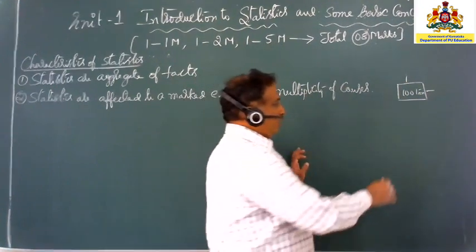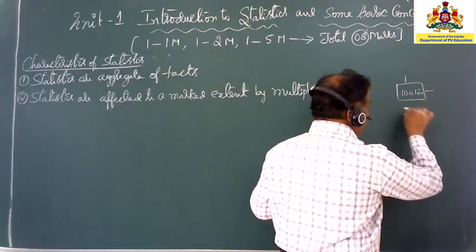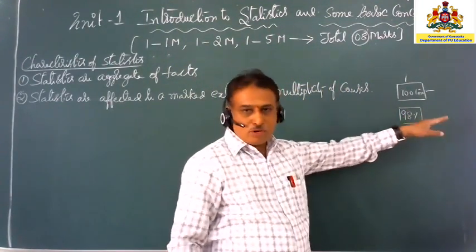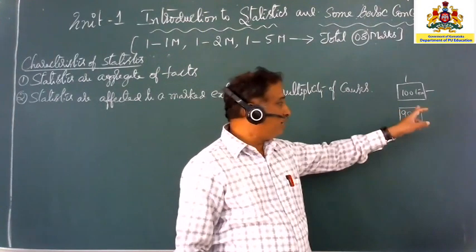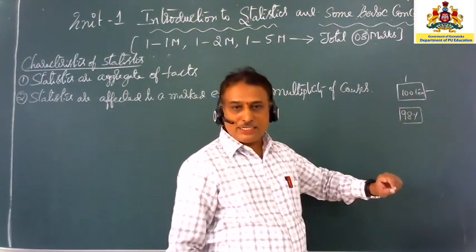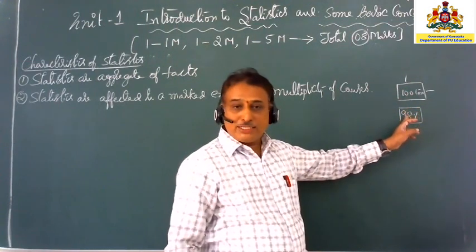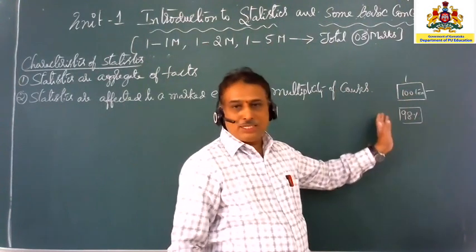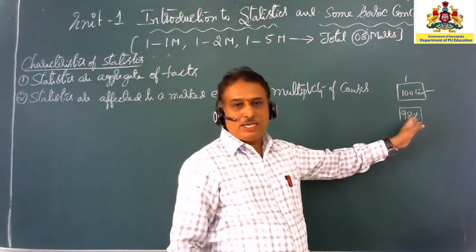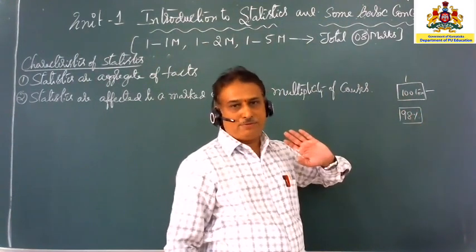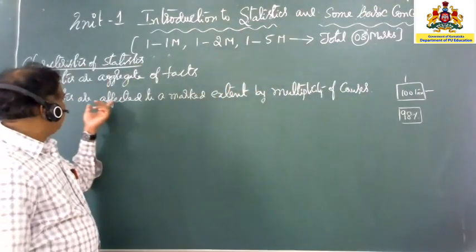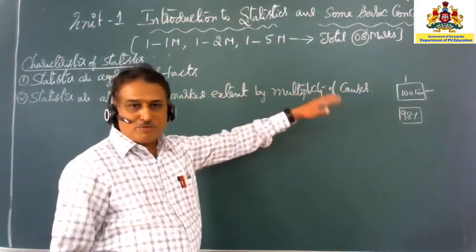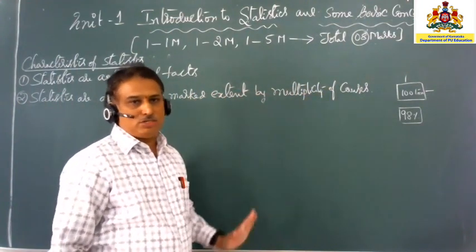One more example, a student scored 98% in the final examination. What are the causes? Maybe good memory, or good encouragement by the parents and teachers, or he may utilize good library books. Because of all these causes he got the numerical value. That's why statistics are affected to a marked extent because of various reasons, various causes.